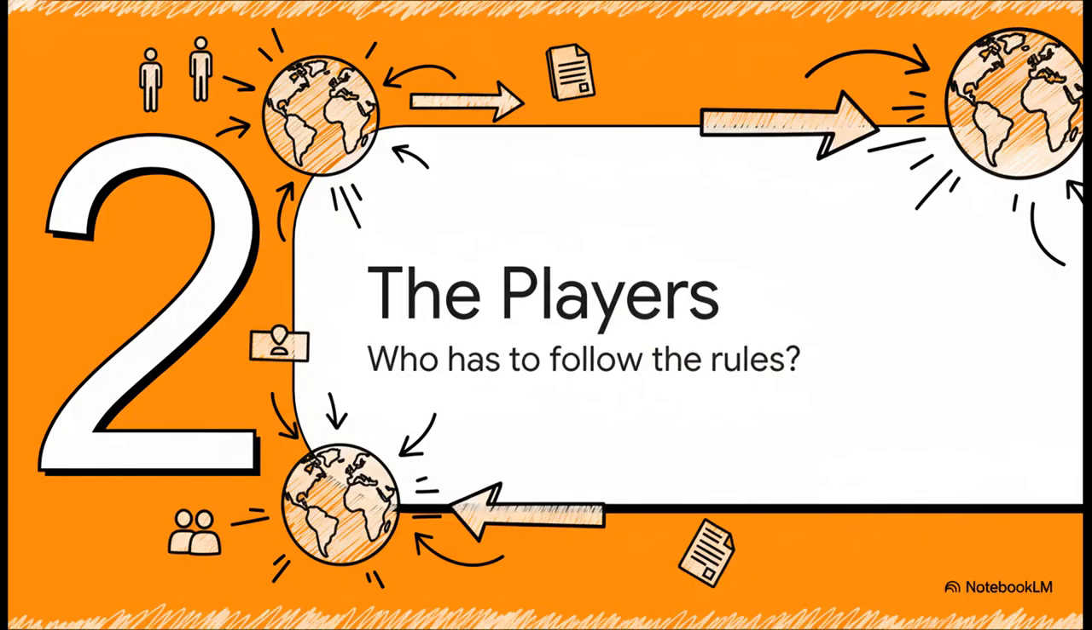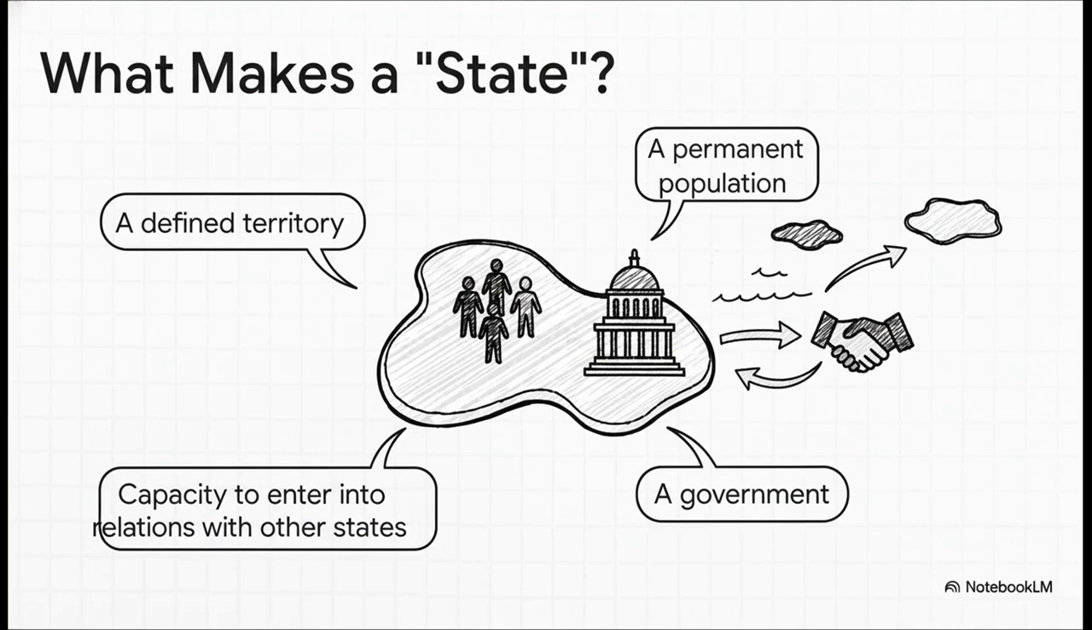So we have the rule book. Now who's actually playing this game? Let's meet the players on the world stage. Who exactly are the main characters in this global drama? The number 1 player by a long shot is the state, which is what we usually just call a country. But in international law, state has a very specific checklist. To be considered a state, you pretty much need 4 things. You need some defined territory, a permanent population living there, some form of government running the show, and the ability to actually have official relationships with other states.